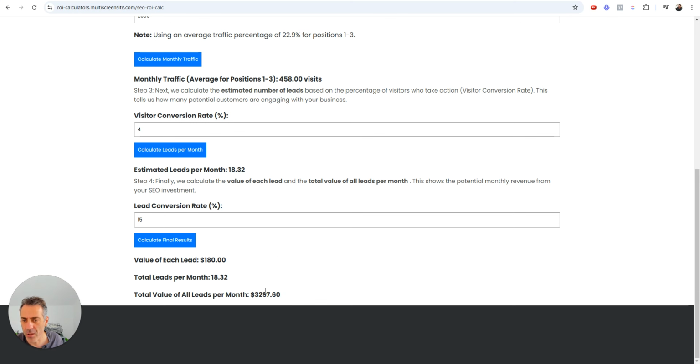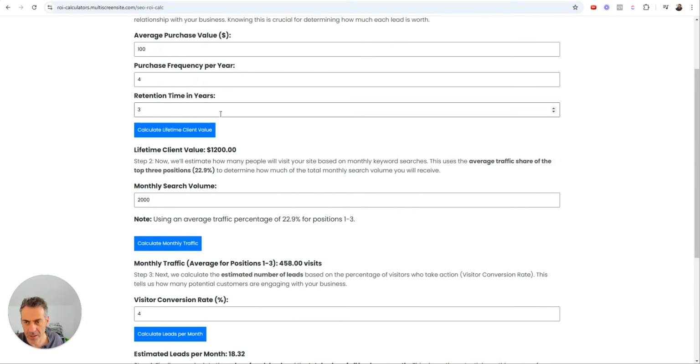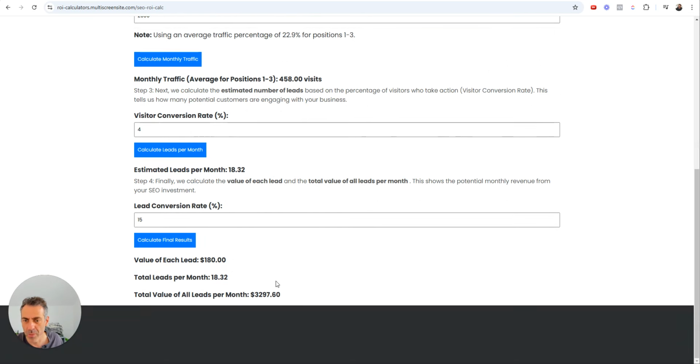then with the same volume, the same exact campaign, I didn't change the campaign, it still costs $1,000, but now the client is making $3,297. So their ROI is 3x on their investment. That's easy to show, easy to prove, easy to calculate. And that's why ROI calculators are an amazing tool.